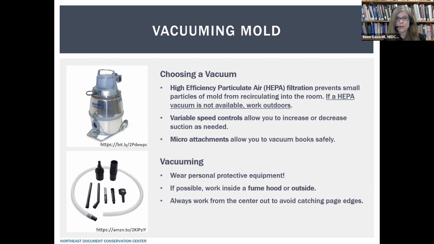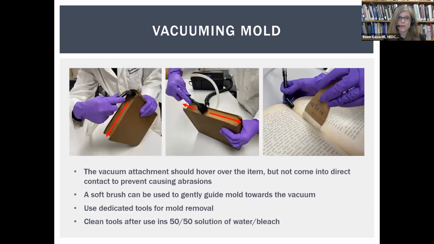When you are vacuuming, you want to be careful you're not causing damage to the item, so you need to work from the center or the spine out. And here is what that looks like. When you are using this vacuum attachment, it really should be hovering over the item, not touching and scraping it, because you don't want to cause abrasions or tears. You'll see that on the top of this book, I'm working from the spine outwards. On the foredge, I'm working from the middle out. And when I'm working in the gutter, same thing, from the middle up.